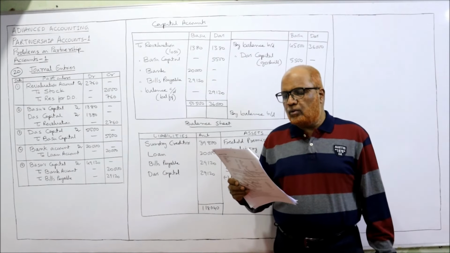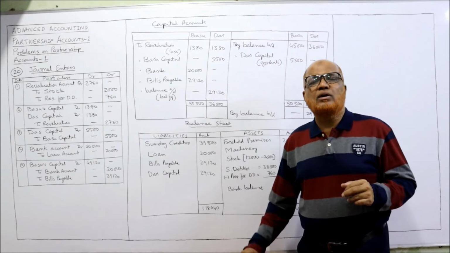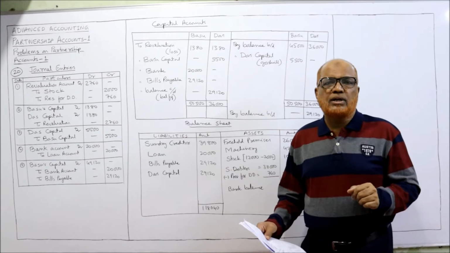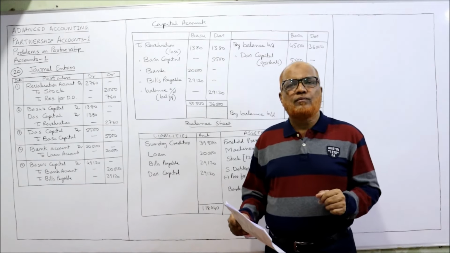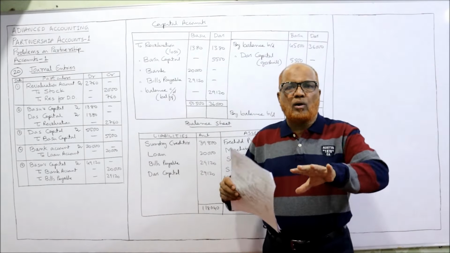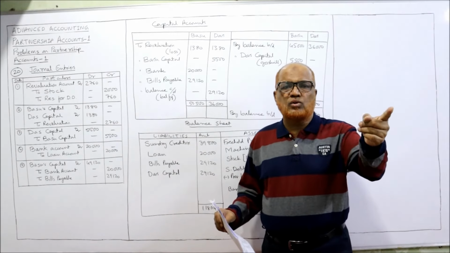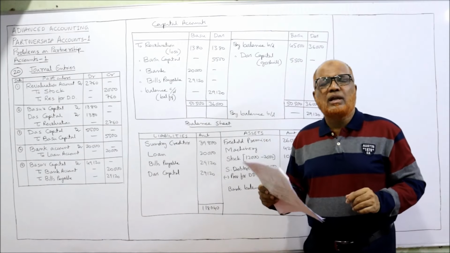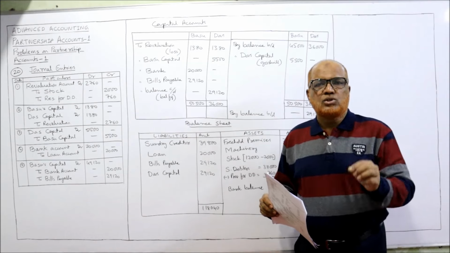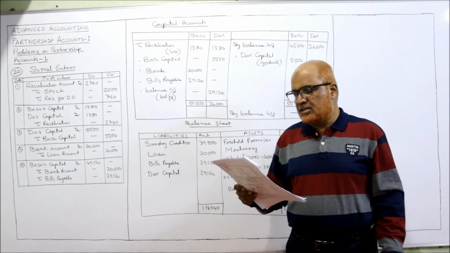Goodwill of the firm to be valued 11,000. The firm goodwill is 11,000, but we want the share of goodwill of the retiring partner. So how to find out share? What is the profit sharing ratio? 50-50, half-half. So 11,000 is the goodwill of the firm. Out of 11,000, 50% is of Basu, 50% is of Das. So 11,000 into 1 by 2, 5,500. So goodwill payable to Basu is 5,500.